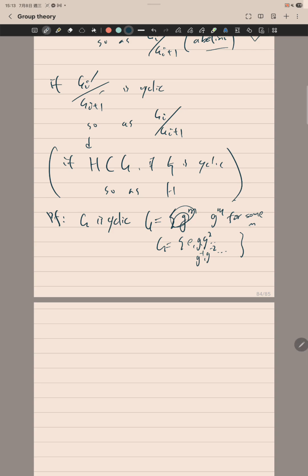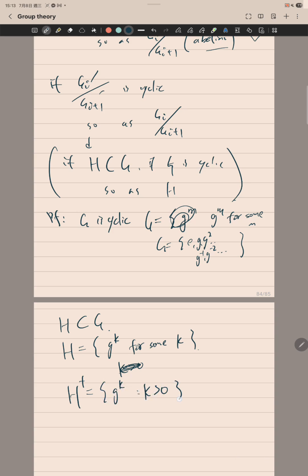G to the N for some M. Okay. So now H is a subgroup of G. H is a subgroup of G. But so H contains all the forms of G to the K for some K. Without loss of generality, I can take H plus to be just G to the K, where K is greater than 0.